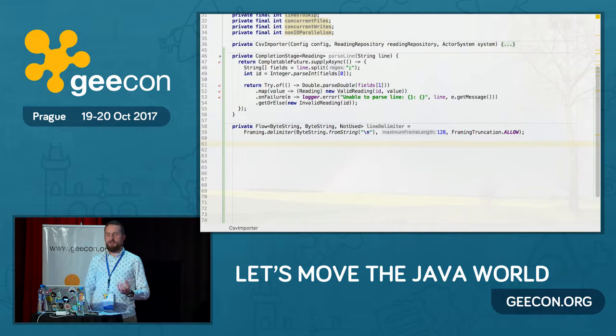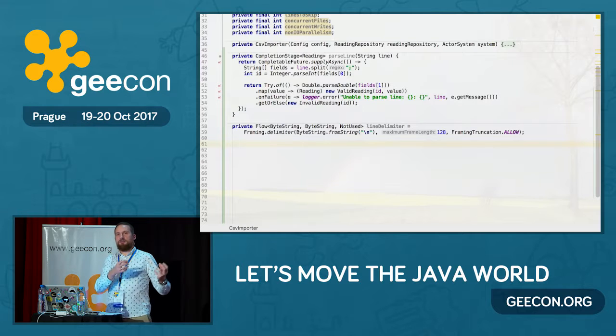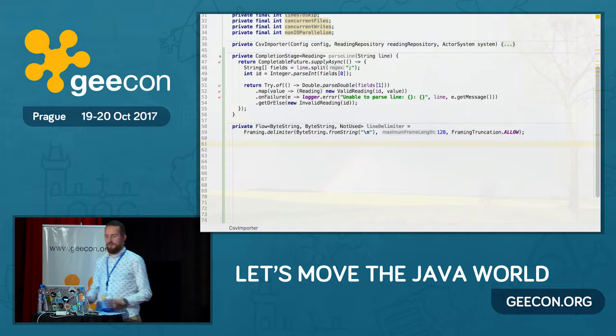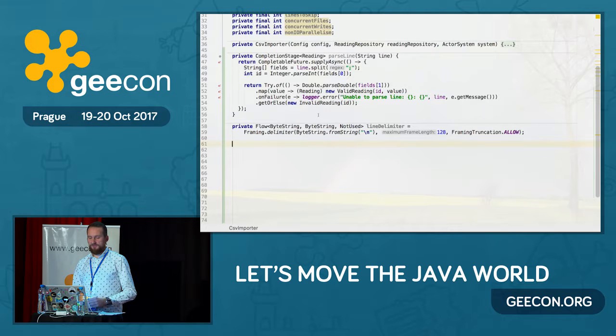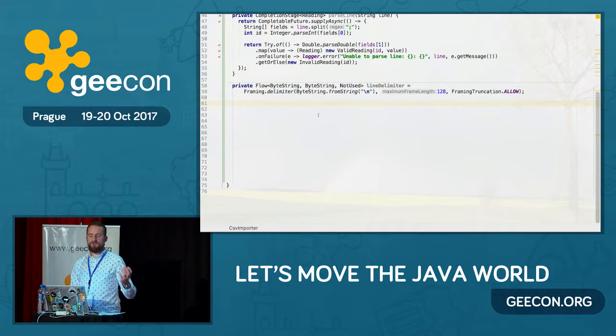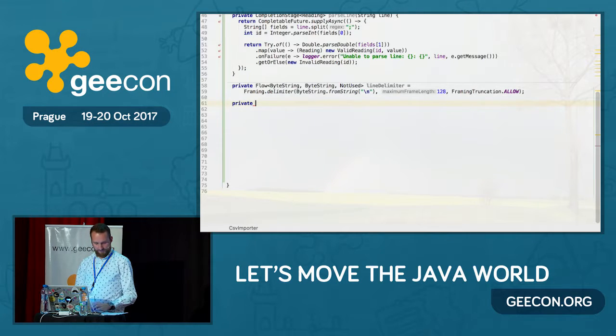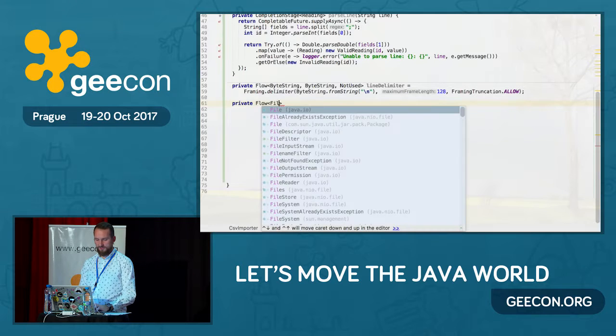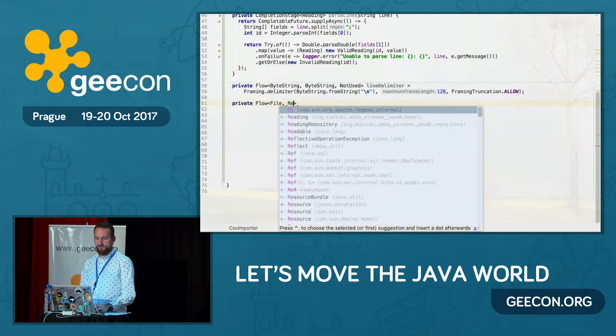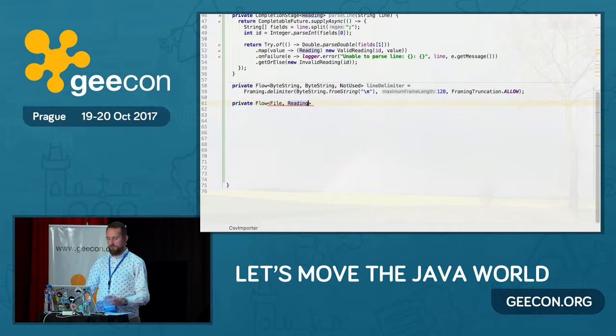So that's the first flow we have written. It's pretty simple. It just takes a sequence of bytes coming from the file, splits them using the newline character, and emits another sequence of bytes, each of which is a single line from the file. The next thing we want to do is actually use this line delimiter for parsing the file. So we're going to build another flow whose input is going to be a file and whose output is going to be a reading, the reading from our domain model. Once again, we're not going to use the materialized value. We'll ignore it. We only care about the data that's flowing between the elements of the graph we're building.